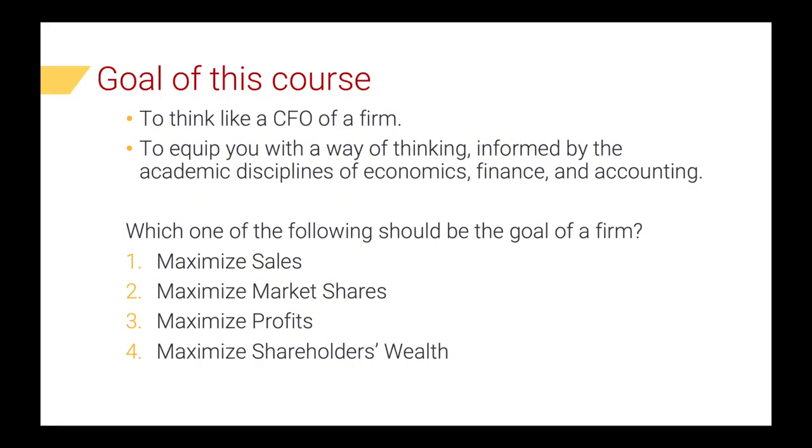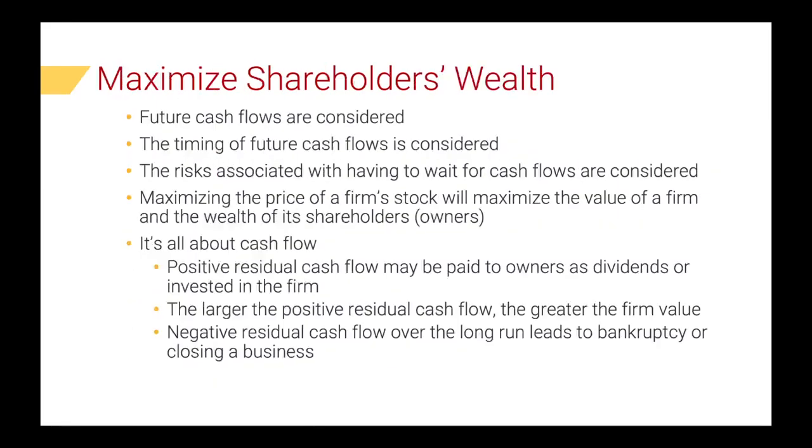For example, which one of the following should be the goal of a firm? To maximize sales, to maximize market shares, to maximize profits, or to maximize shareholders' wealth? The answer is to maximize shareholders' wealth. To do this, future cash flows must be considered, as well as the timing of those cash flows and the risk associated with having to wait for those cash flows. Maximizing the price of a firm's stock will maximize the value of that firm and the wealth of its shareholders.